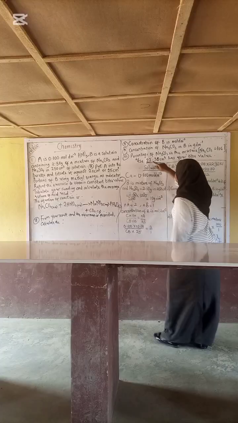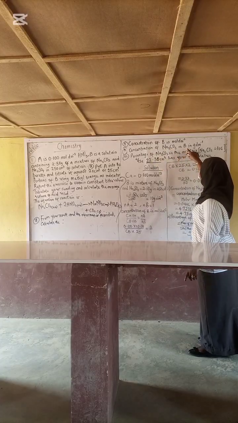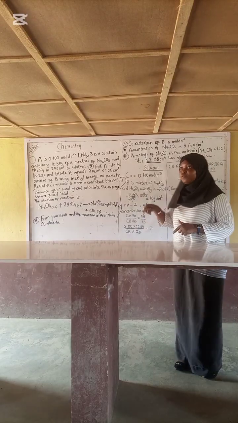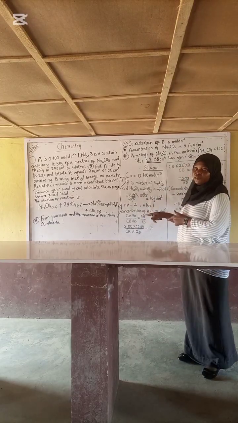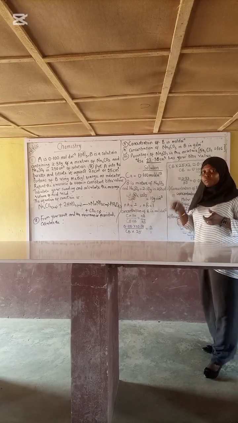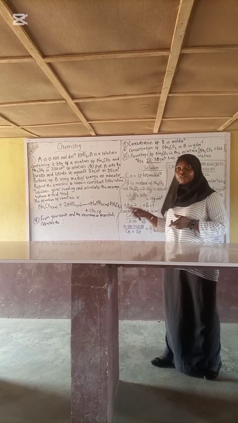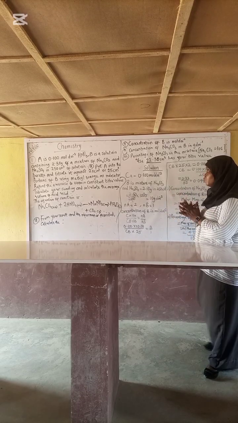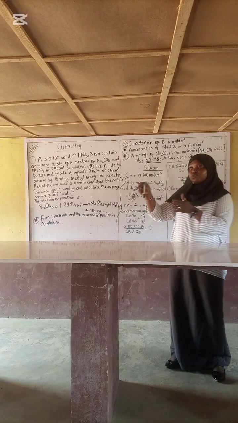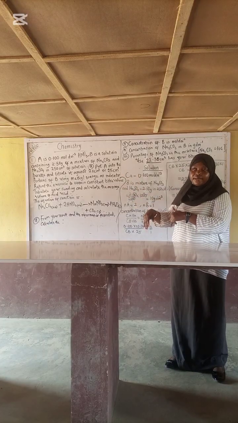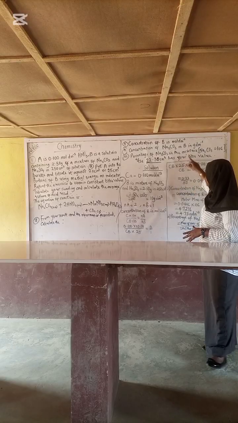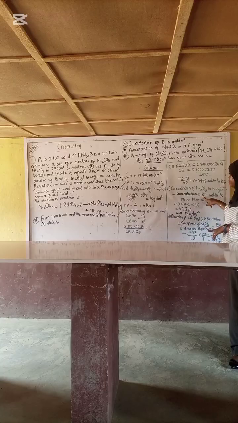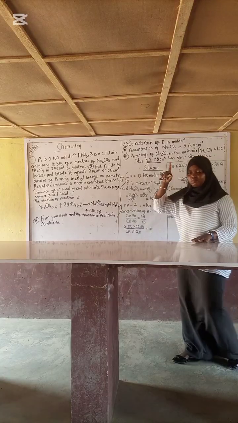Now, question 2: the concentration of the sodium hydrocarbonate, B, in gram per dm cube. Don't forget that what we calculated was the concentration of B in mole per dm cube. There is one formula that says molarity equals mass concentration over molar mass, isn't it? Now, we want to find the concentration of B in gram per dm cube, which will be equal to the concentration of B in mole per dm cube times the molar mass of B.